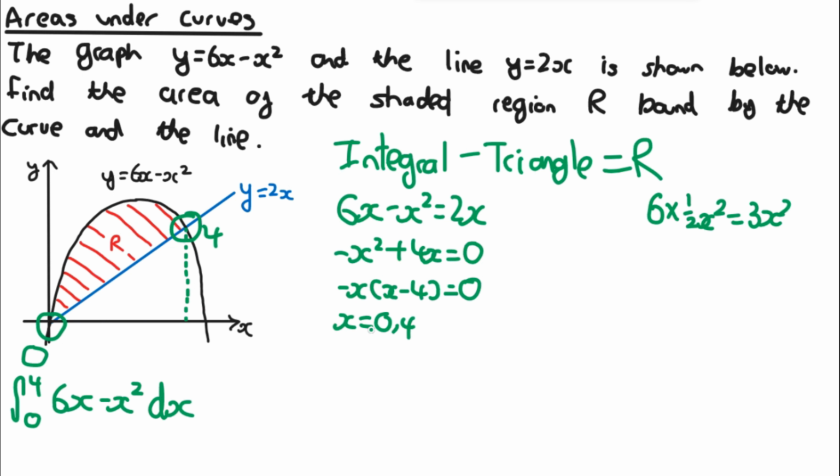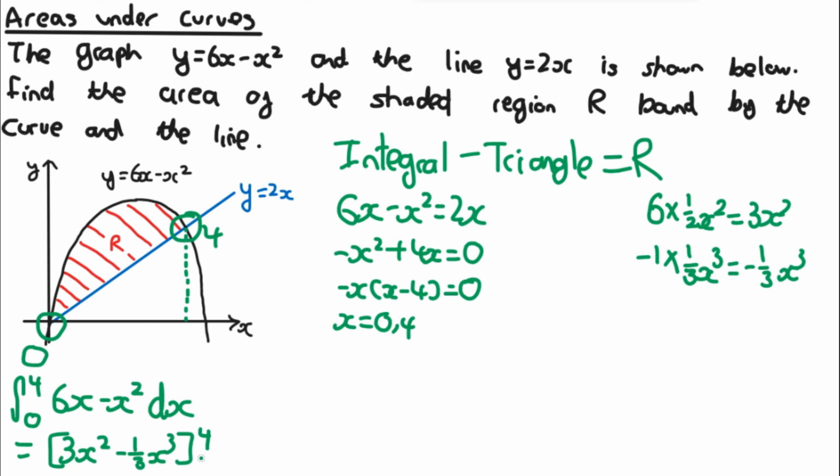And then minus x squared is going to be minus 1 times 1 over 3 x to the power of 3, which is minus 1 over 3 x to the power of 3. So therefore the integral is equal to 3x squared minus 1 over 3 x to the power of 3. Put the square brackets around it, from 0 to 4. And then we just sub in 4, so it's going to be 4 squared minus 1 over 3 times 4 to the power of 3, which if you put into a calculator is equal to 80 over 3.